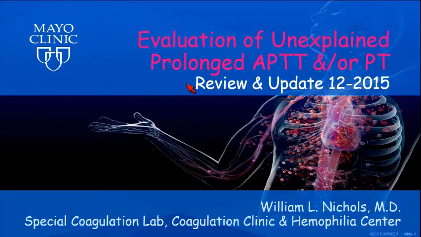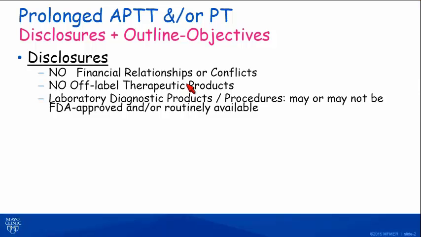But when there's a persisting, unexplained prolonged clotting time test, an algorithmic approach is efficient, rather than a piecemeal approach of "I'm going to order all the factors, I'm going to order lupus anticoagulant, I'm going to order factor VIII inhibitor to try to address what's going on."